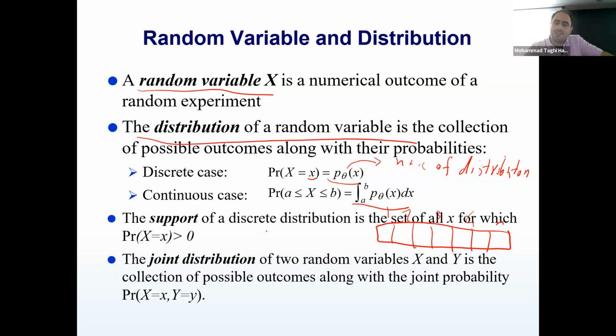The support of a discrete distribution is the set of all X for which probability of X is greater than 0. That is called the support of the distribution. Support means the important part of a distribution.